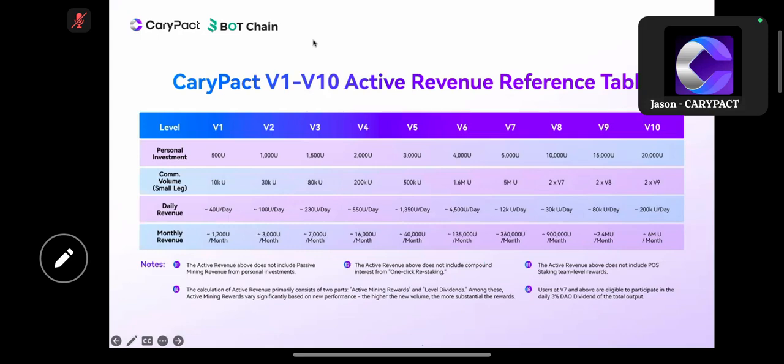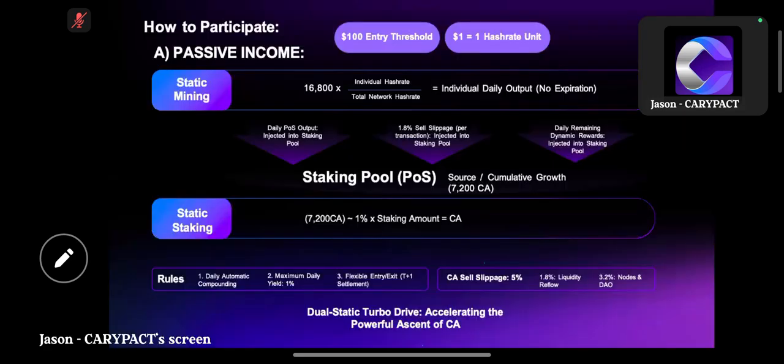Okay, so $10,000, which is equivalent to 10,000 hash rate. So 10,000 divided by 39 million, the current total hash rate of the company, then times that with the 16,800 CA that's produced on a daily basis. So you will be getting 4.3 CA per day.